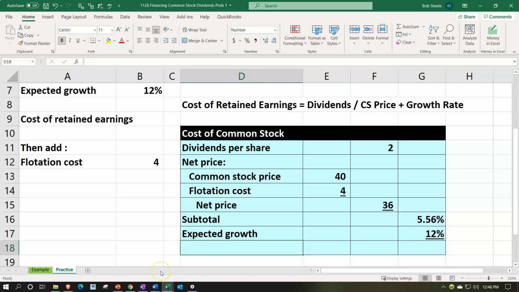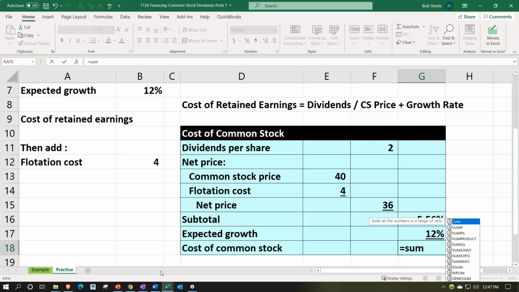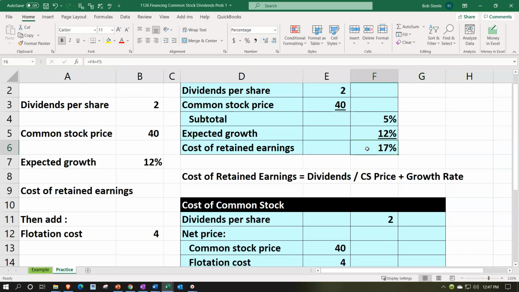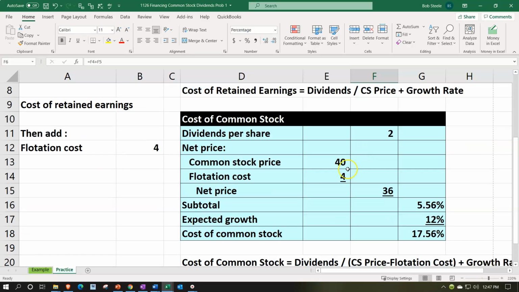And that'll give us our end result, which is the cost of common stock, we're going to call it. And that will be equal, I'll use the trusty sum function this time, because that's good to use. Adding them up, and then we'll add the good old percent, numbers, percentify, add a couple decimals. We're looking at 17.56 versus the 17 if we take into consideration the flotation costs, the cost of us to issue, the one-time cost of issuing the stock.